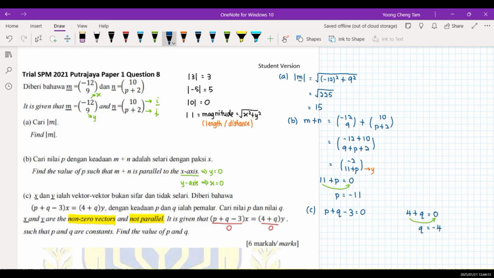Since we know that q is negative 4, we can substitute into the first equation. So p plus negative 4, then minus 3 equal to 0. Negative 4 minus 3 is negative 7, so p minus 7 equal to 0. Finally, move negative 7 to the other side, so 0 plus 7, so p equal to 7. That's the answer: p is equal to 7 and q is equal to negative 4.